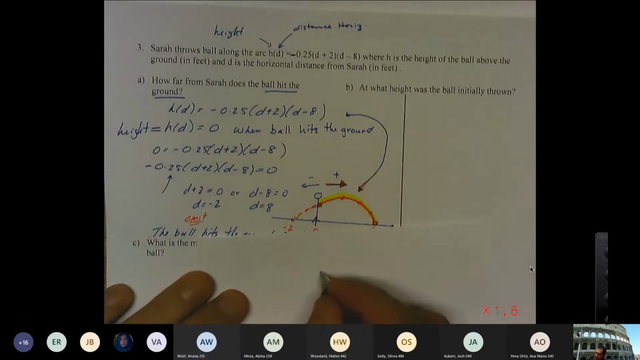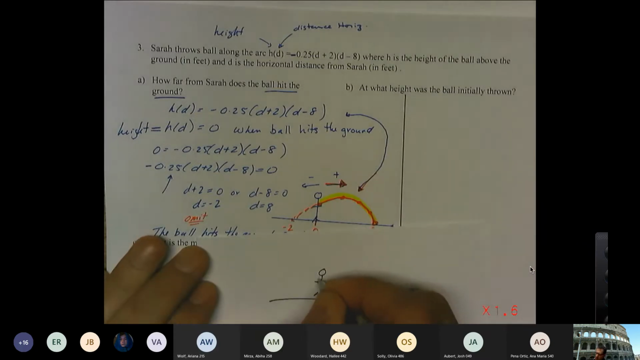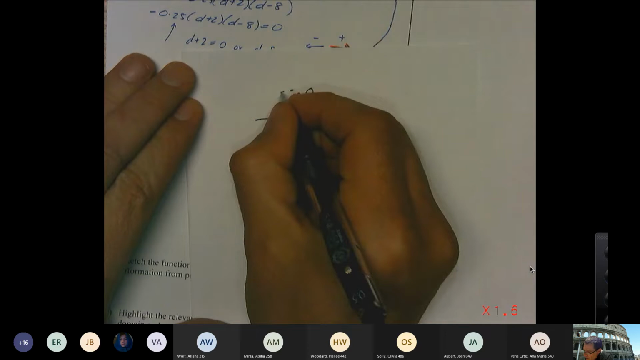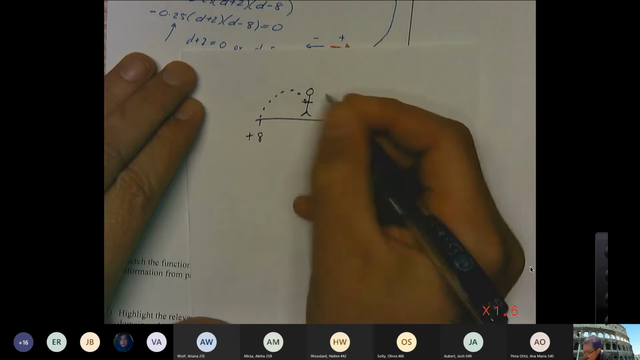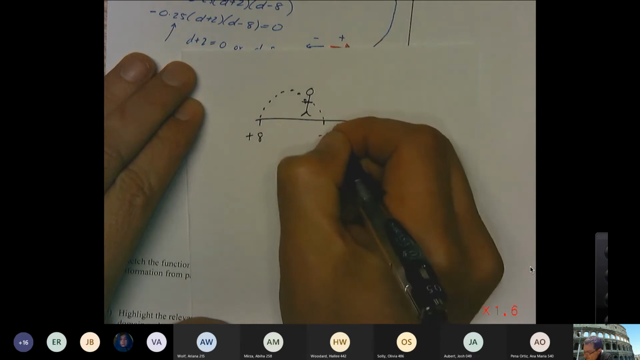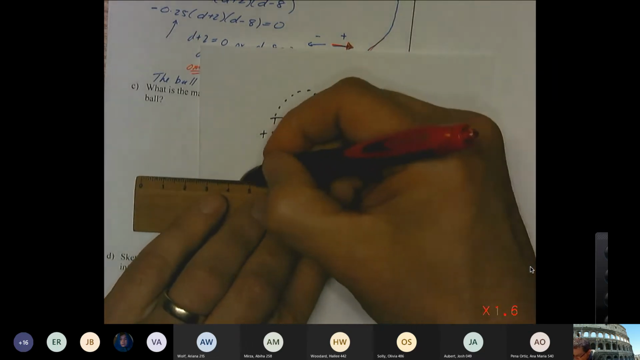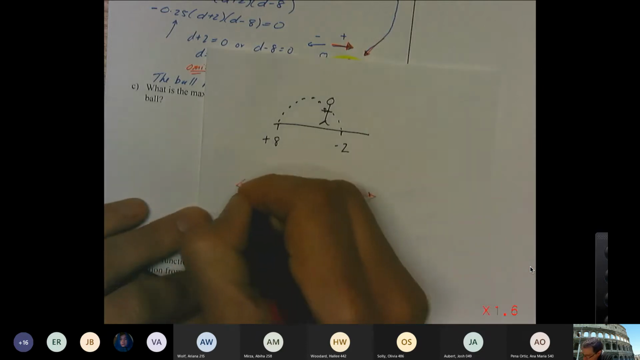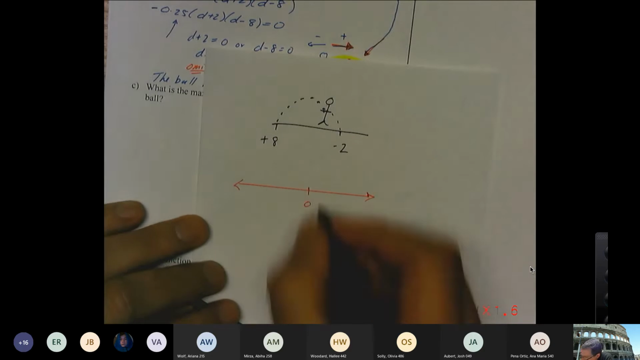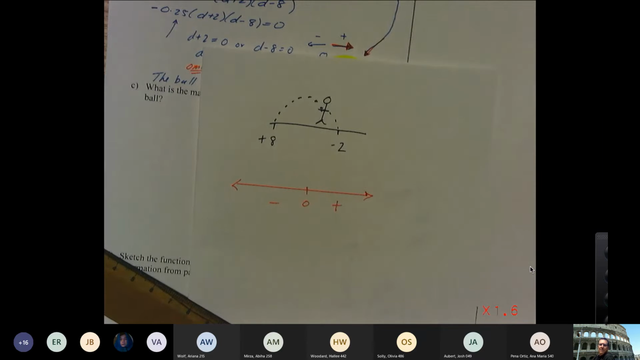Yours would look like, now you'd be weird, and the rest of us would say, what are you doing, child? But you would have an answer that looked like this. Your ball would go up, and you would call this +8. And you would have -2 here. But you would be a kid that was going against the mathematical standard that we always do plus to the right and negative to the left on a number line. You would be flipping that around.